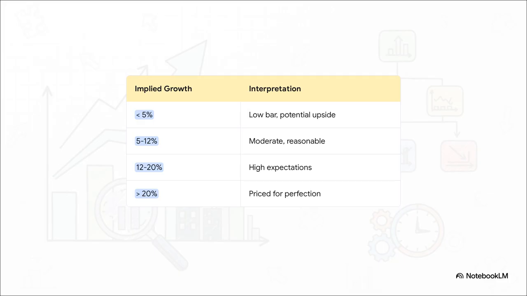Now that 5 to 12% range, where our Affle India example falls, that's pretty moderate, feels reasonable. But once you start creeping up past 12%, and especially over 20%, you are in what I'd call priced for perfection territory. The market is expecting greatness, and any little slip-up could be a problem.